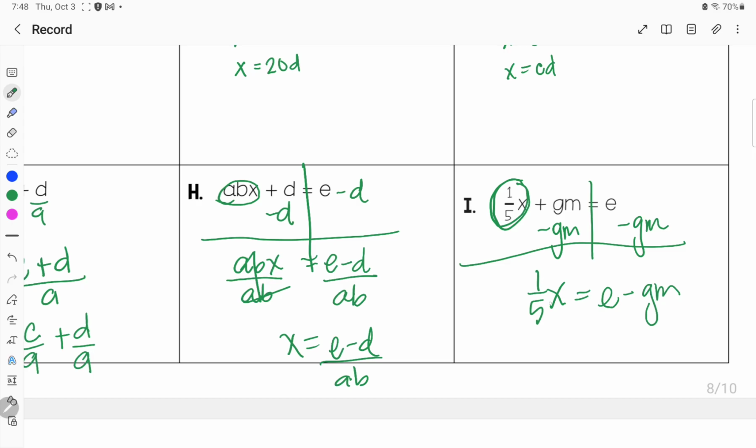Right now I am timesing by 1/5, so the opposite would be to divide by 1/5. So our final step, and really when we divide, we end up multiplying by the reciprocal, so this is technically not how I would write it, but we're going to divide by 1/5. That will give me 1, and then this would be divided by 1/5 as well. So our final answer would be x equals e minus g times m divided by 1/5. And if you understand the rule, you could have just times that by 5, because that's how it would work out as well.